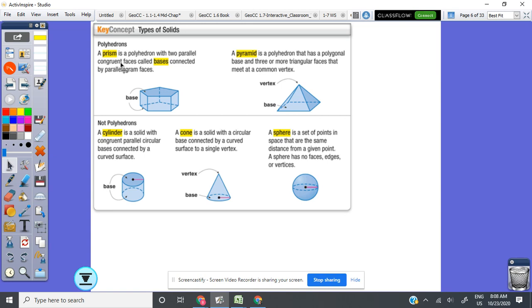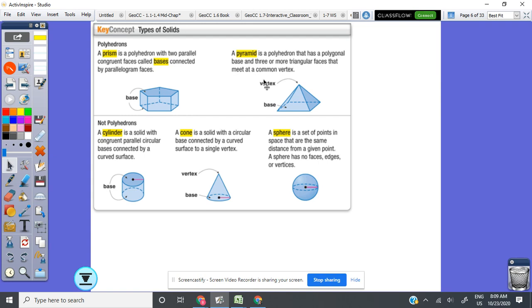A prism is a polyhedron, poly meaning many sides, with two parallel congruent faces. So we have a top and a bottom. We call those bases. And all around are parallelograms. So parallel sides, no matter how many sides it has, that is called a prism. It is a type of polyhedron.